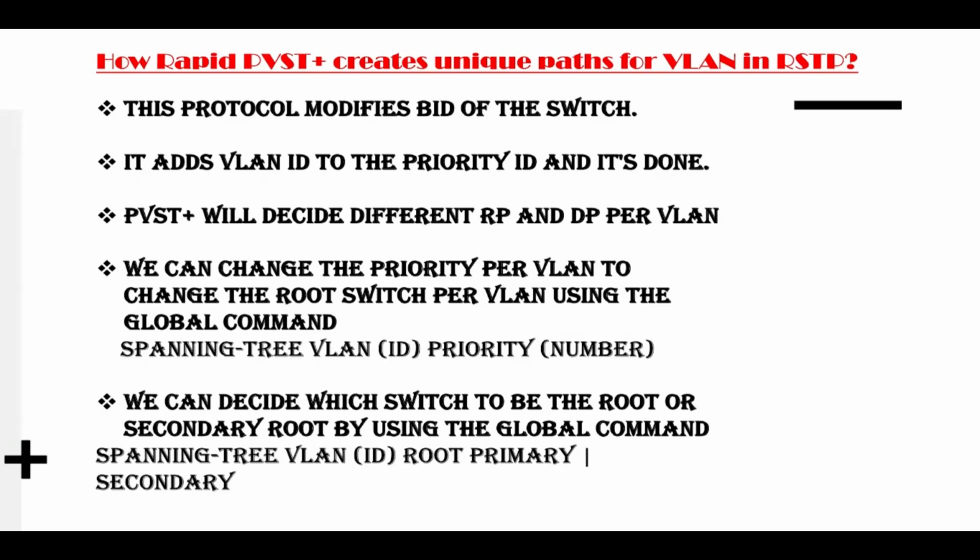We can change the priority per VLAN to change the root switch per VLAN using the global command spanning-tree vlan ID priority number. We can decide which switch is to be the root or secondary root by using the global command spanning-tree vlan ID root primary or secondary.